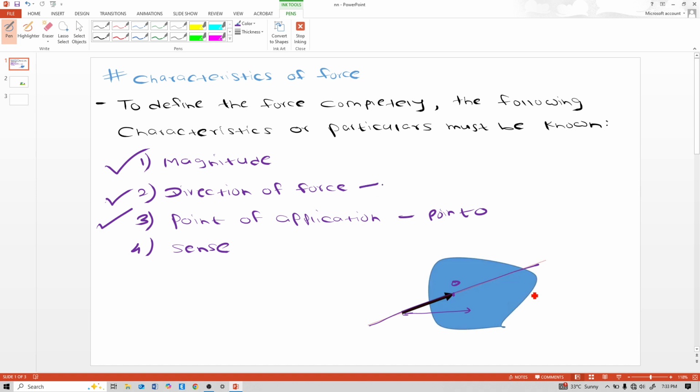Here the direction of force is 30 degree with respect to horizontal. And magnitude, as I told you, force is equal to 9 kilonewton. So magnitude is nothing but 9 kilonewton. And sense.